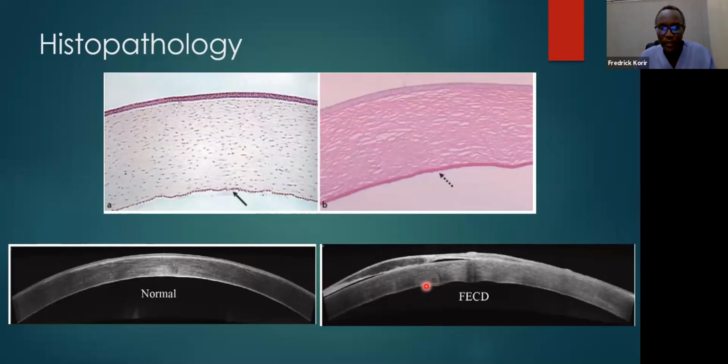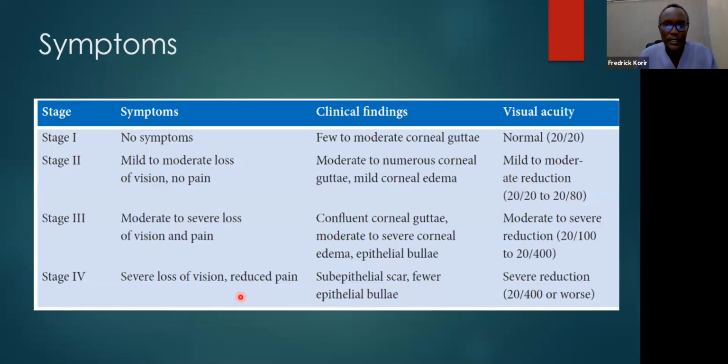The basement membrane is a bit thicker compared to the one on the left, and there are all these bullae spaces in between. So that's a patient with Fuchs dystrophy, and that's the histopathology. What are the symptoms that they present with when they come?